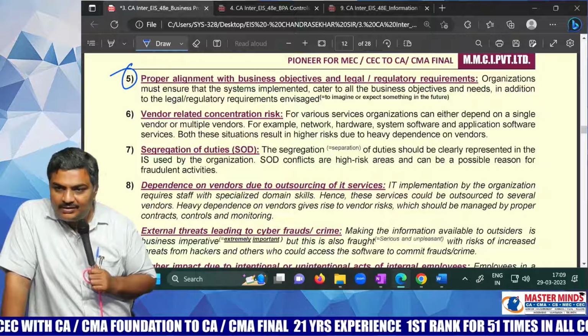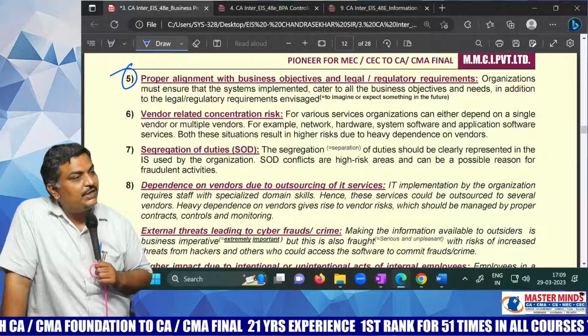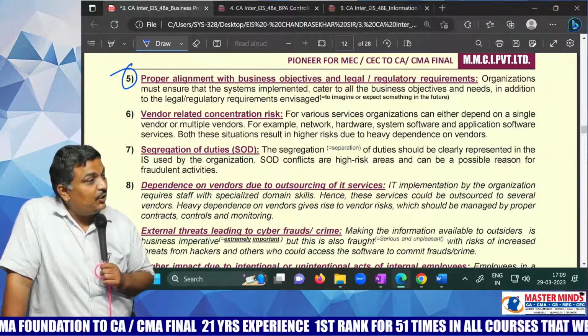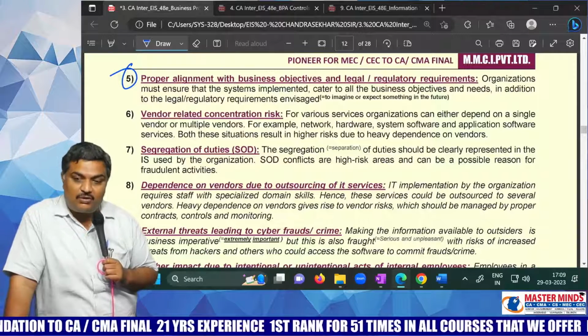Am I right or not? That type of risk is there. So whenever I am using a software, what should I check? Whether it is following all the regulatory compliances or not, I need to check.